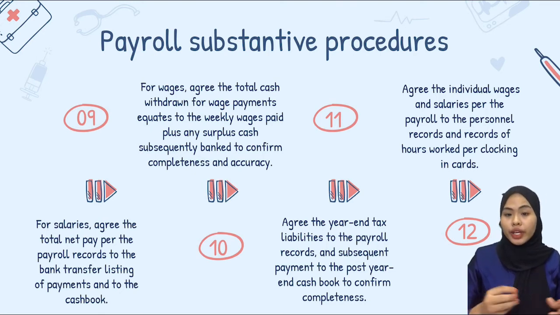After that, we agree the year-end tax liability to the payroll record and the subsequent payment to the post-year-end cash book to confirm completeness. And last but not least, agree the individual wages and salary per the payroll to the personnel record and record of hours worked per clocking-in card.